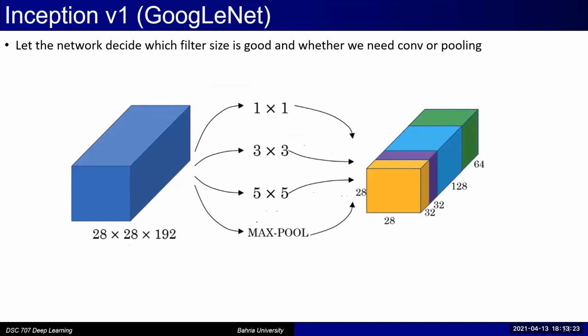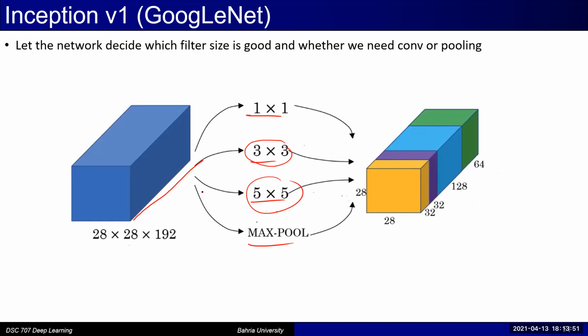We said that on the same input volume, we'll be applying multiple convolutions: 1 by 1, 3 by 3, 5 by 5, and max pooling. But since this dimension is very high, applying multiple filters can increase the computational cost. So what we'll do in this case is introduce an additional 1 by 1 convolution before the 3 by 3 and 5 by 5 convolution.